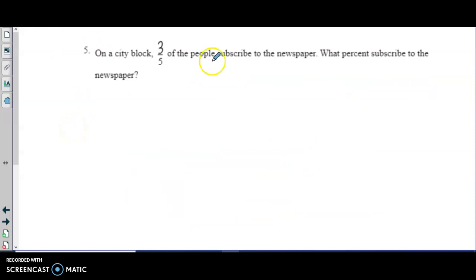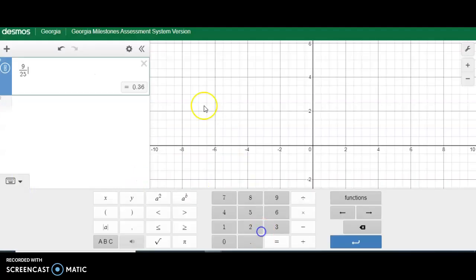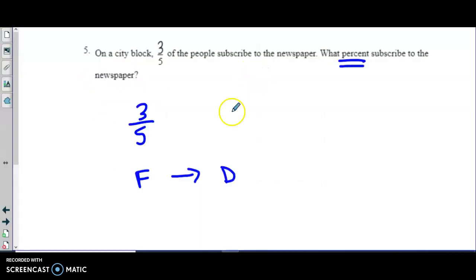All right, on a city block, 3/5 of the people subscribe to the newspaper. What percent subscribe to the newspaper? So we want to know the percent. So the first thing I'm going to do is take this fraction and turn it into a decimal. I'm going to do that by going to my calculator and doing 3 divided by 5. That's 0.6 as a decimal.